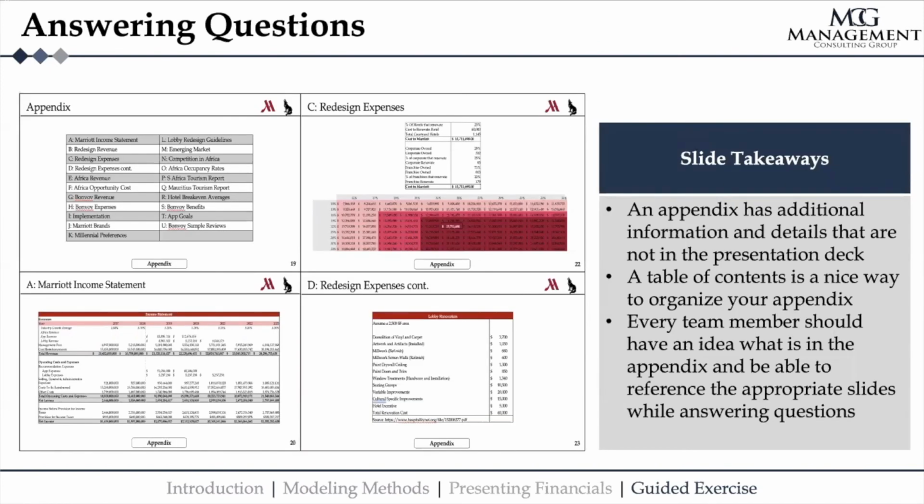Additionally, something that's helpful in terms of answering questions is to have an appendix. We've been talking about an appendix this entire time. As I mentioned, this is where you can put your breakdowns of how you arrived at all of your projections, so that's all of your calculations and thought processes behind your recommendations. This is not something that will be presented. However, there's the chance to pull up the slides in the Q&A session.